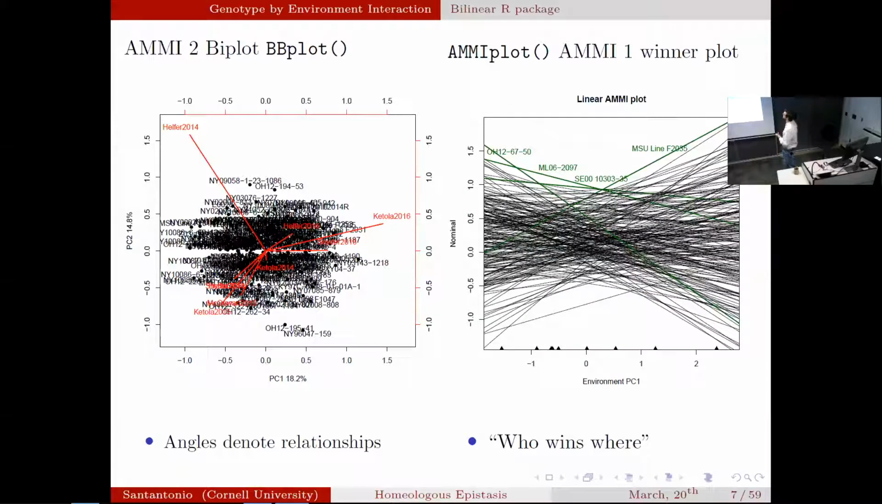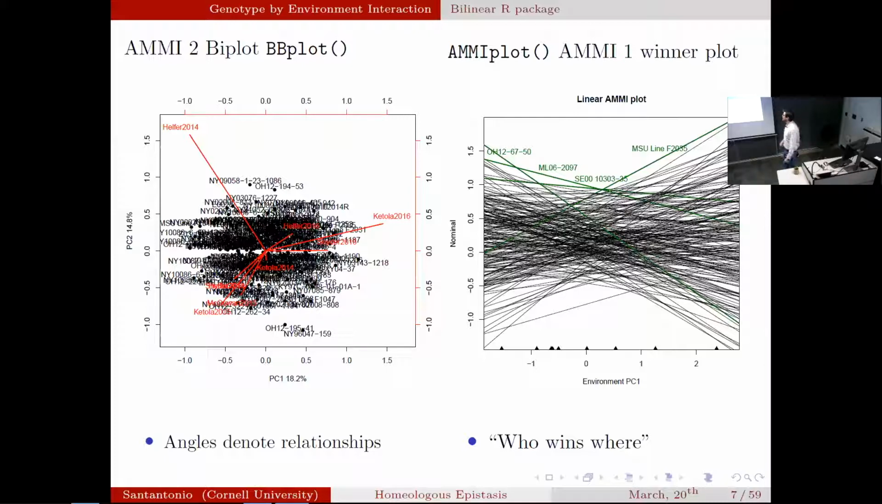Okay, and then we can make these winner plots that are also out of Gauch and Zobel 97, I believe. And what we do here is we have the main effect of the genotype, and then the slope is the AMMI1 fit, right? That says how they respond to a changing environment. So down here, we've ranked the environments and indicated them with these little black triangles, and then you can see that there are individuals that do particularly well in poor environments, and then their response goes down as the environment improves. Whereas there are individuals that do particularly well in good environments, but not particularly badly in poor environments.